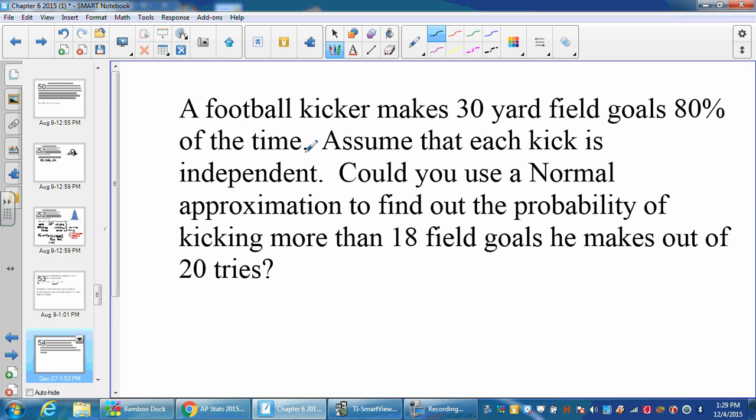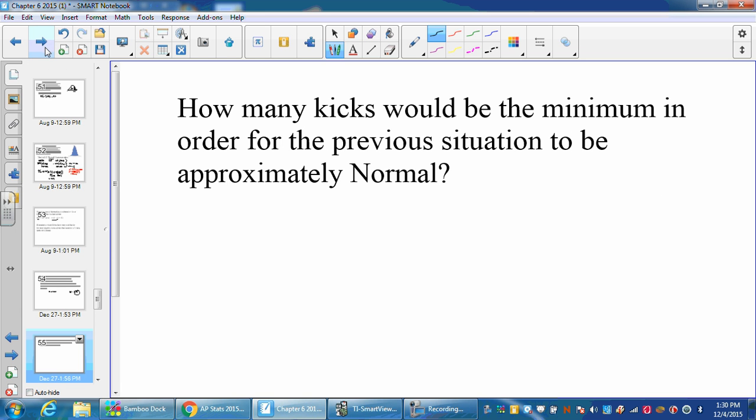Now, if a football kicker makes 30-yard field goals 80% of the time, could we use a normal approximation to find the probability of kicking 18 out of 20 field goals? And the answer should be no, because 20 times 0.8 will be 16, but 20 times 0.2 is only 4. And so 4 is below 10, so this would not be a good use of normal distribution. The probabilities would be off.